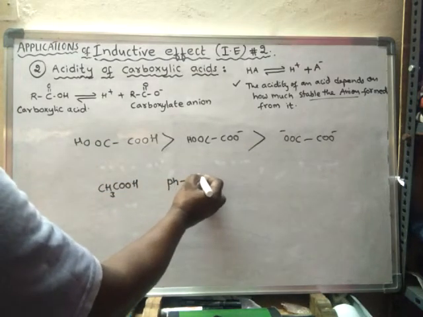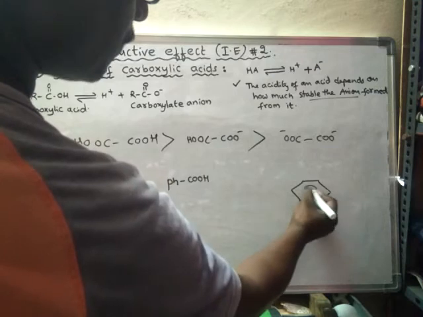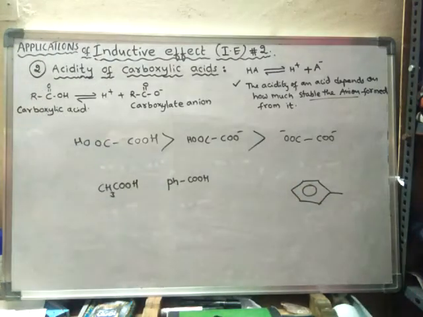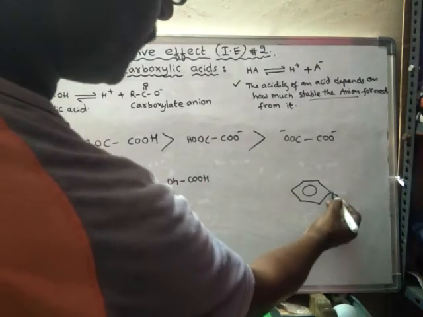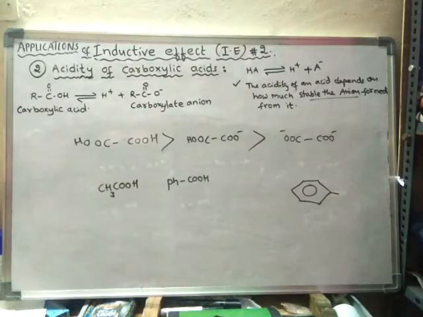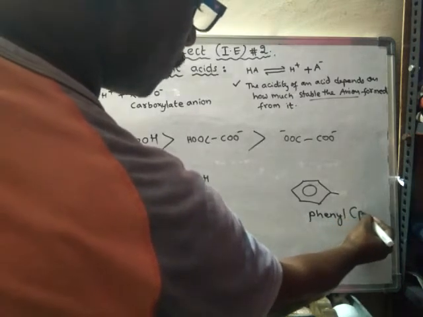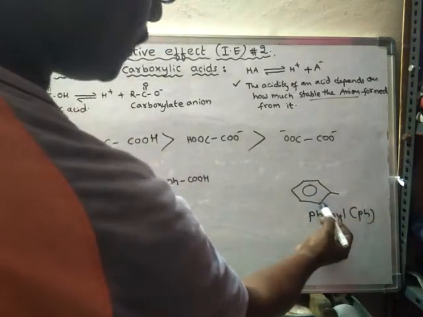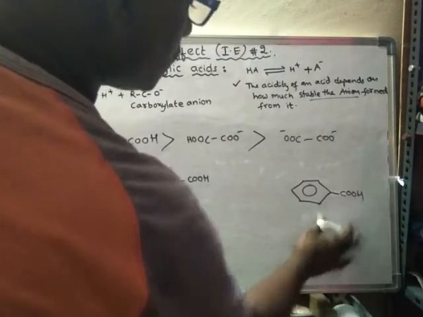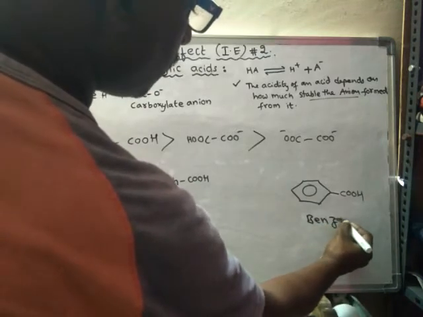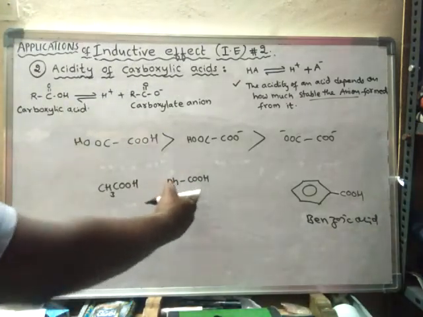Compare acetic acid, CH3COOH, with benzoic acid, C6H5COOH. Ph stands for the benzene ring, but after removal of one hydrogen from benzene, one bond remains vacant, and it is called a phenyl group, simply Ph. If a phenyl group is attached to COOH, it is benzoic acid.